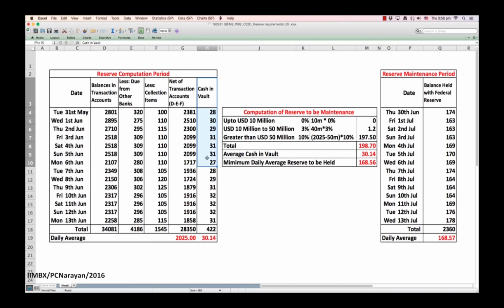This is physical cash that is in the custody of the bank for all the 14 days, and the average for that works out to 30.14. Do bear these two numbers in mind. This is the average of the net of the transaction accounts for the 14-day period, and this is the average in the cash vault for the 14-day period starting Tuesday the 31st of May through to Monday 13th of June.